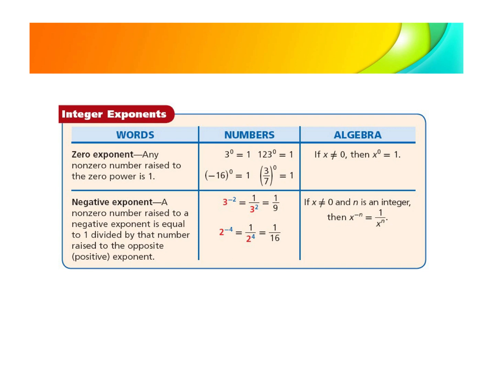So we have integer exponents. So 0 exponent: any non-zero number raised to the 0 power is 1, like what we just went over. And then you have negative exponents. A non-zero number raised to a negative exponent is equal to 1 divided by the number raised to the opposite positive exponent. So this is just a lot of words. I'd like to look at the examples first.